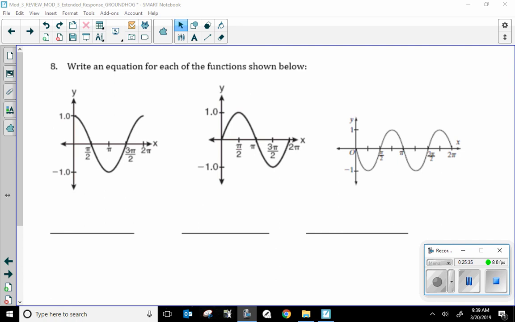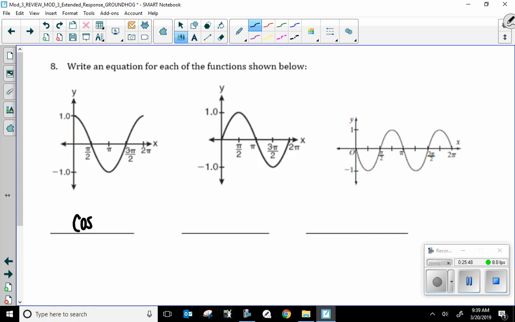Number 8. Write an equation for each of the functions shown below. I like these. All right, so the first one, I'm looking at this. This is a cup, and it's open up. So I know it's going to be a positive cosine. I know I have my amplitude, cosine, my frequency, x, plus whatever my midline is.